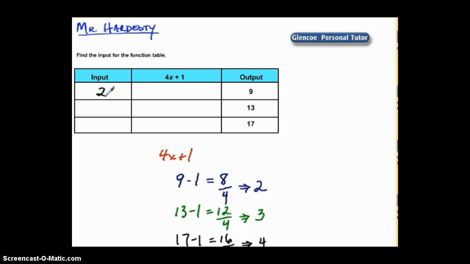Let's place those in the input column, and now we'll work forwards and make sure we're in good shape. 4 multiplied by 2 plus 1. 8 plus 1 is 9. 4 times 3, that's 12, plus 1, 13. And 4 times 4, 16, plus 1 is 17. So we've solved for the input by working backwards, 2, 3, and 4.